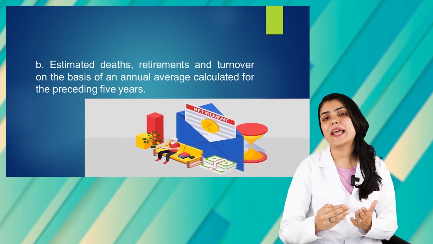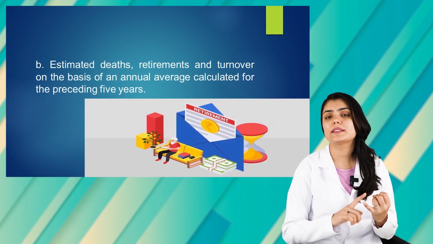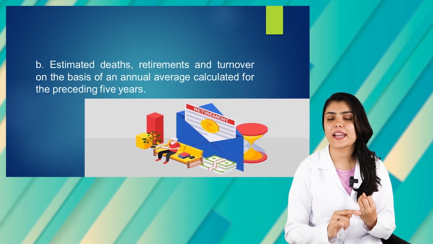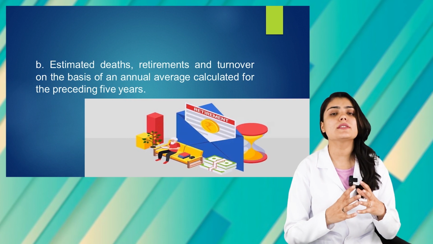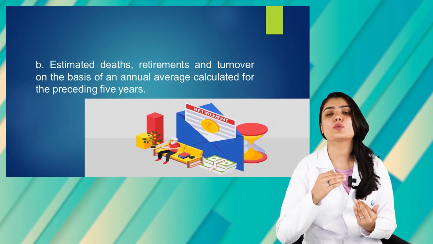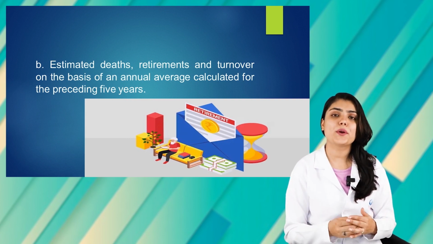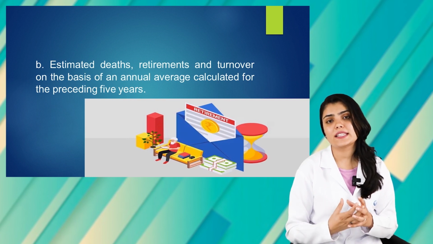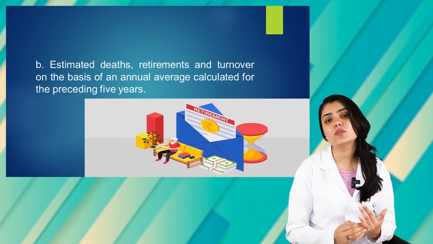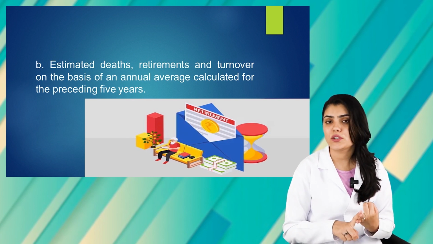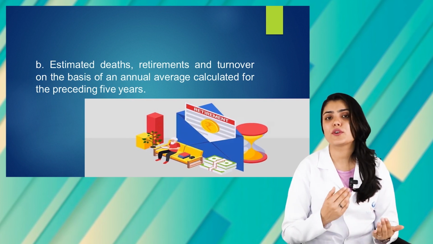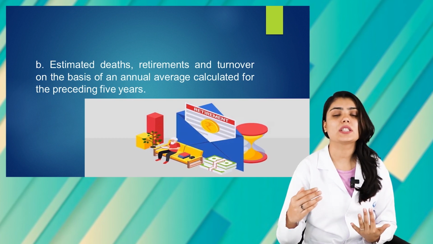The next step in planning manpower is to estimate the deaths that can occur within the organization as well as the retirement of the employees. So the nurse manager must not only be ready to hire employees when there is a need in the organization, but must also estimate the deaths as well as the retirement of the employees in order to ensure that there is smooth functioning of the organization even when such things happen.